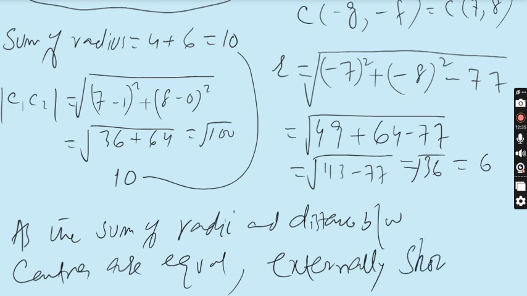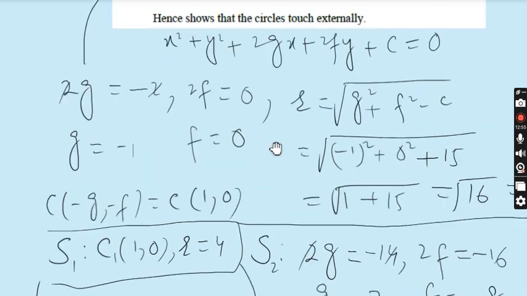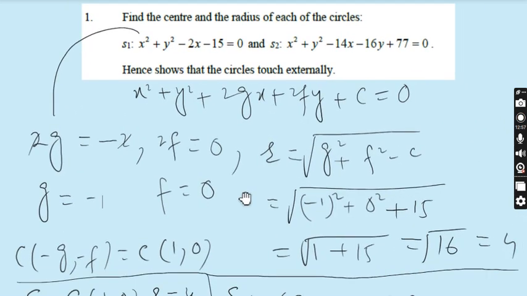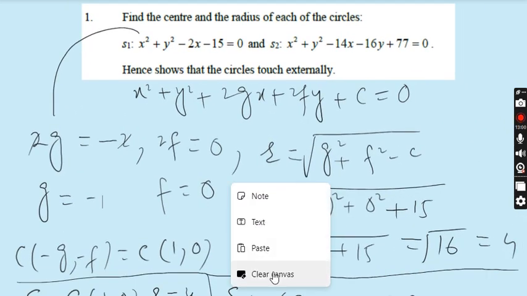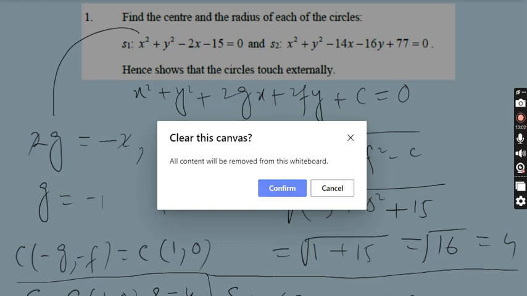Shown. This is the requirement. We have to show that both the circles touch externally. So if the sum of the radii is equal to the distance between the centers of the circles, then the circles always touch externally. So this is question number 1. Hope you understand the entire question number 1. Move to next.